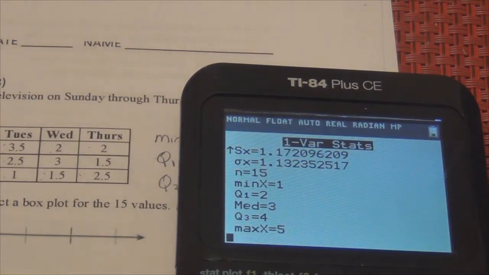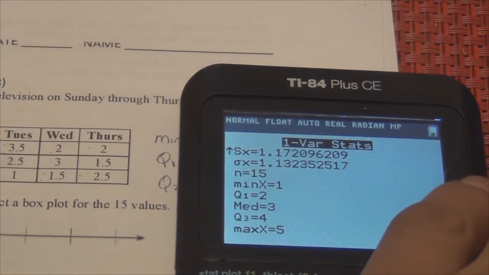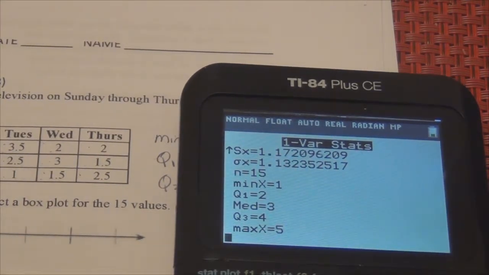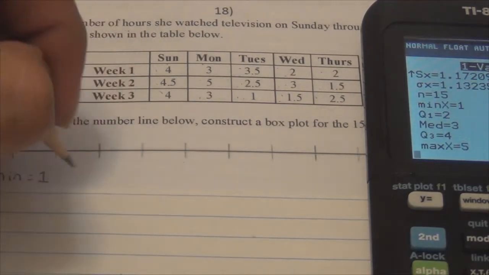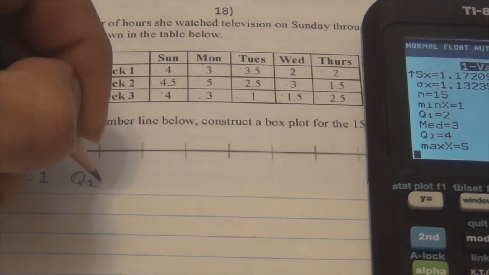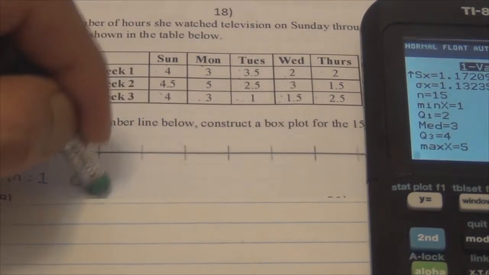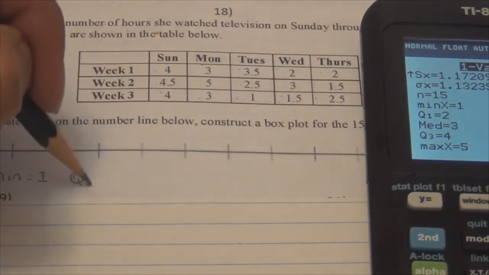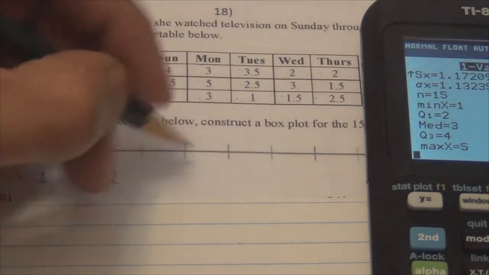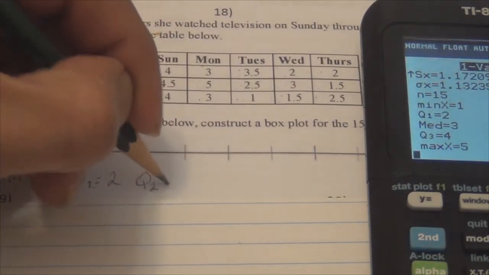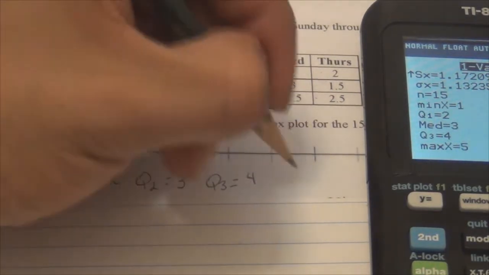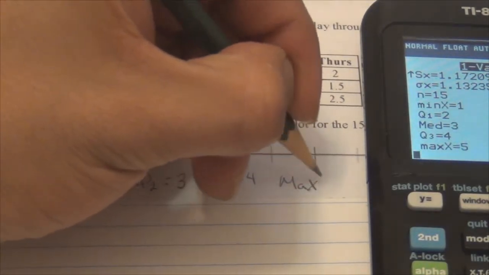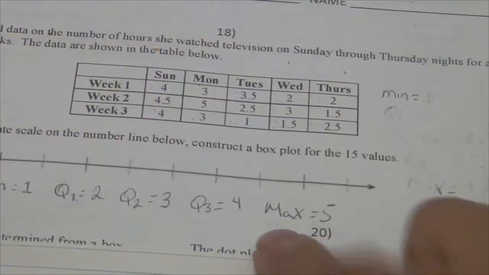All right, so now I'm going to have to write down everything properly. The minimum is 1. Quartile number 1 is 2. The median, quartile number 2, is 3. Quartile number 3 is 4. And the maximum is 5. This is what exists.